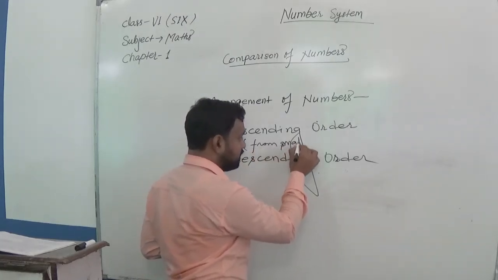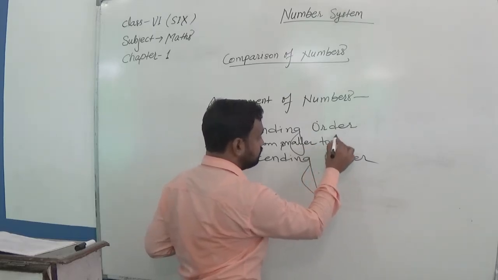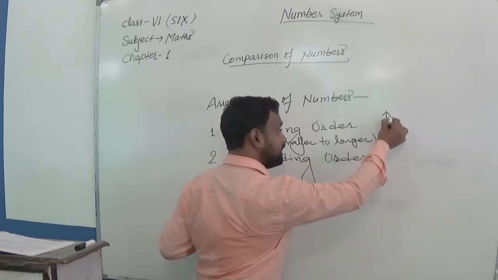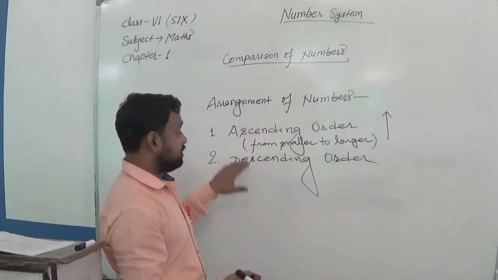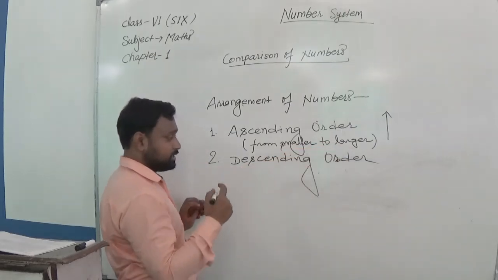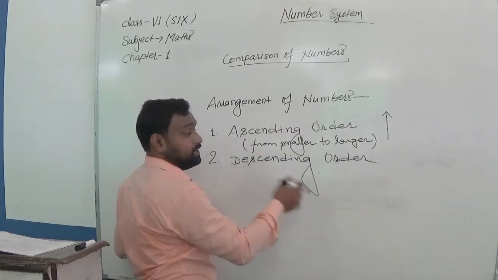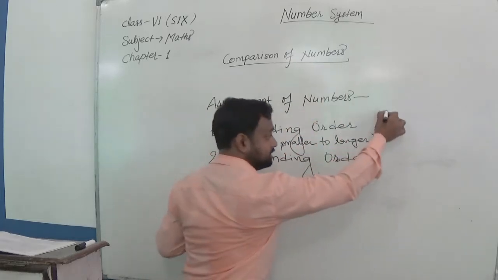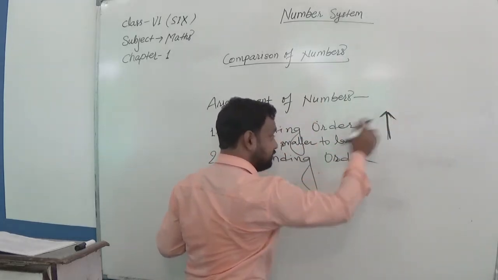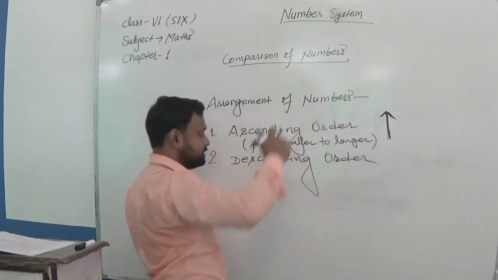a smaller to larger means बढ़ते. Ascending order is from a smaller to larger. Don't get confused. Ascending, बढ़ते. Remember this thing, this arrow. Ascending means बढ़ते.